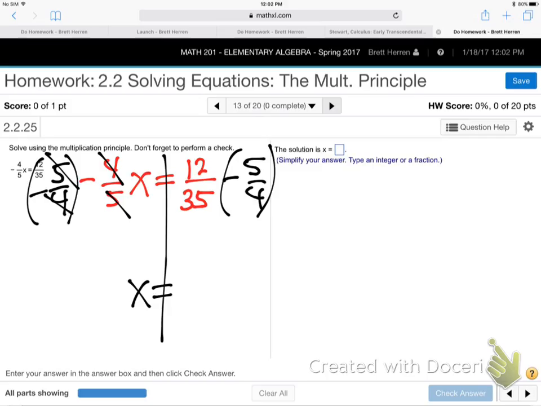Everybody good with that side? You always multiply by the upside down. And again, you do the very same sign. If it's negative, you use negative because two negatives will make positive. That's what we want. Now, how do you do the other side?